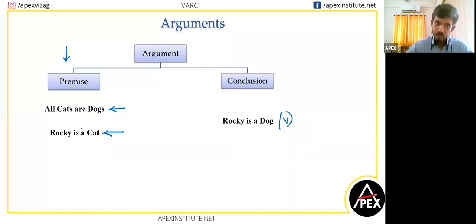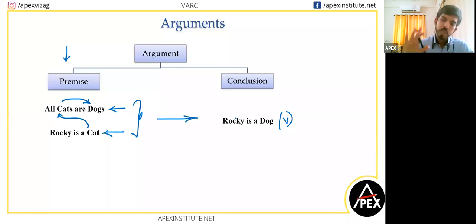Yes. If all cats are dogs and Rocky is a cat, that means Rocky is one of our all cats, and by extension, Rocky is also a dog. So this is our premise. And based on the two premises, we drew a conclusion. Now we only have to decide in the rest of our slides today whether our conclusions are valid or invalid. That's all that we are going to do.